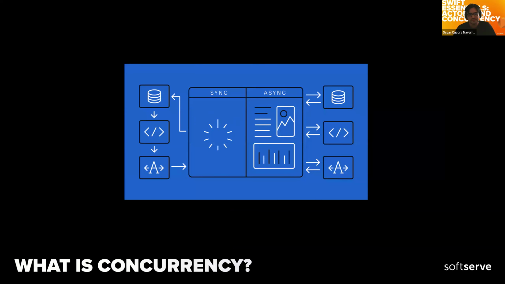So what is concurrency? Sorry, I don't know how to hide this because I don't have the mouse here. Or, well, I don't know if you see the full title. What is concurrency? We have two main categories. In our apps, everything is asynchronous or synchronous.